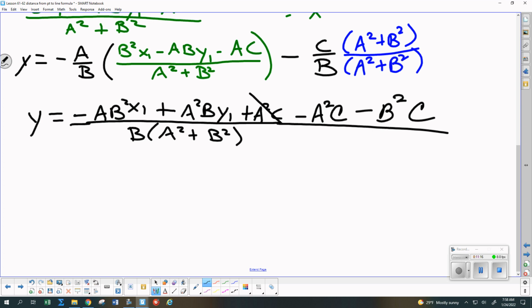Wonderful. Let's let the a squared c minus a squared c cancel out. Then let's see if we can simplify any more. Is there any kind of a GCF in the numerator that I could factor out? My denominator is factored. James?